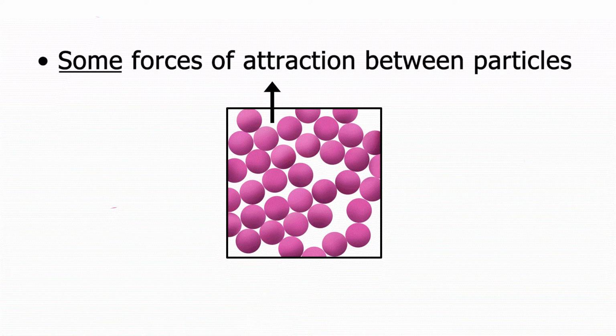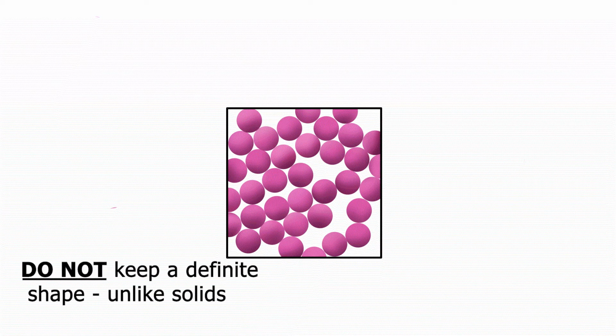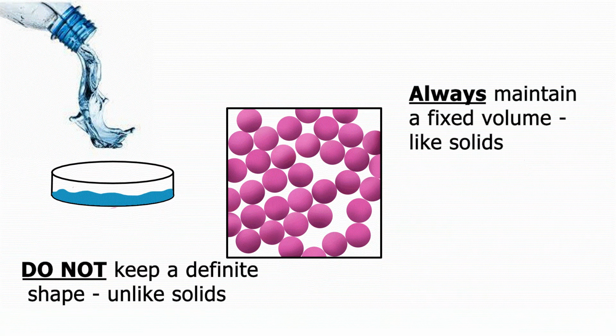In liquids, there are some forces of attraction between particles. They are able to move past each other, whilst tending to stick to each other. Liquids, unlike solids, don't keep a definite shape, and so if poured into a container, it will flow to fill the bottom of the container. Liquids will always keep the same volume just as solids.